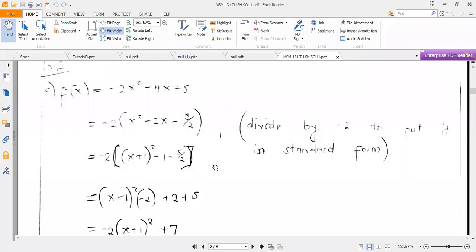So if you divide the -2x squared by -2, we remain with x squared. Then -4x will remain with 2x. Then +5 will remain with -5/2. That means we've divided by -2. So after dividing by -2, we make x squared plus 2x a perfect square. That's by dividing by 2. We divide 2x by 2, so we will have a 1 there. So it will be x.